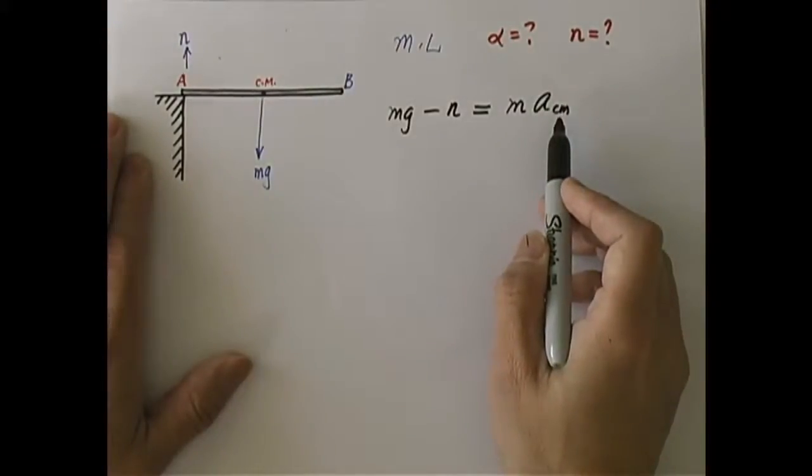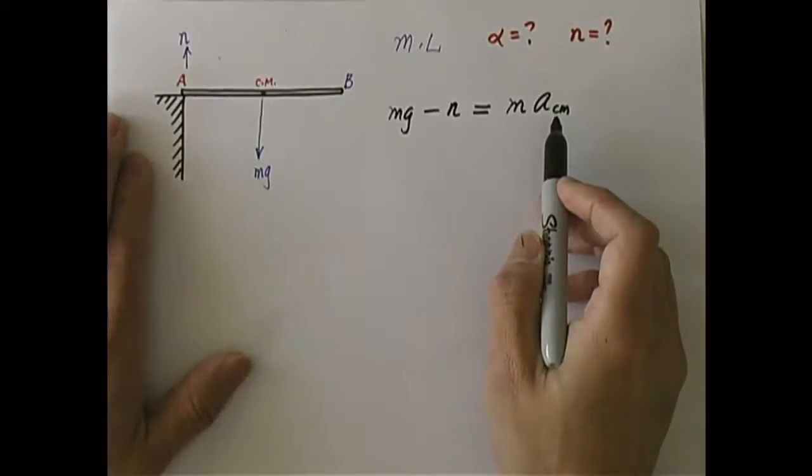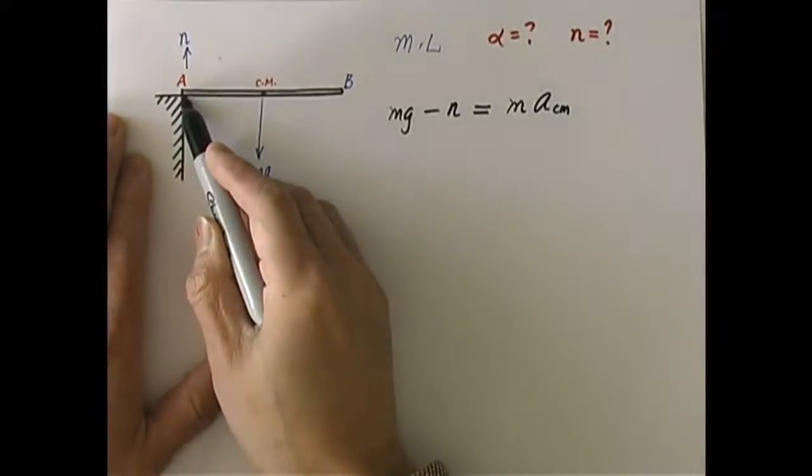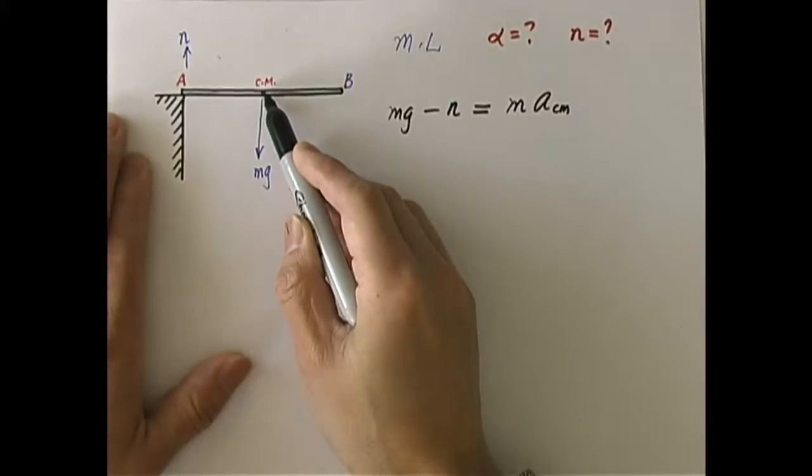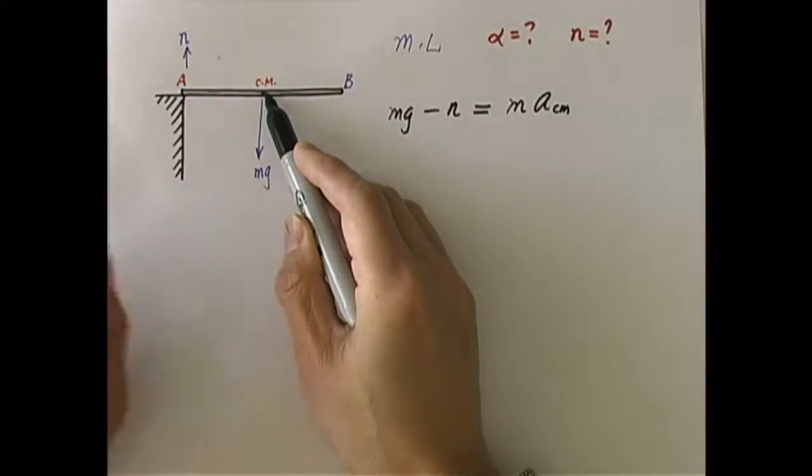I must also look at the rotation of the object. At this point, I have two choices. A, I can use point A to apply the torque theorem, or B, I can use the center of mass to apply the torque theorem. Let me do both of them, and let's see which one is better.